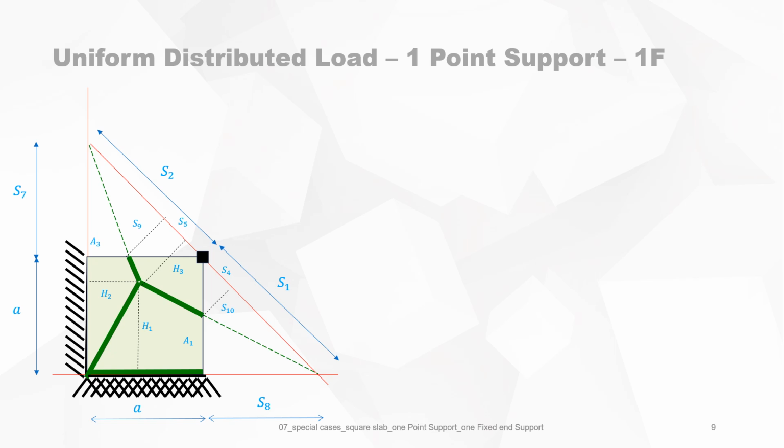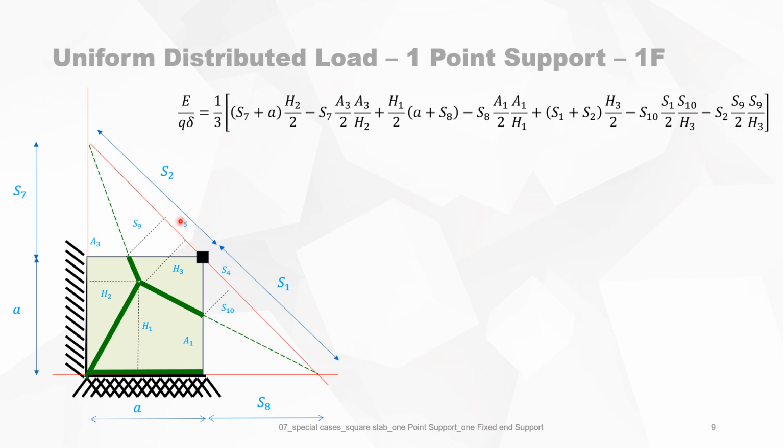Now, we can calculate the work done by the external forces using all those parameters that we have defined. The parameters that I used in this formula, I've given a blue color. So the work done by the external forces is E over Q delta. And you will see that the whole situation can be expressed in function of triangles.